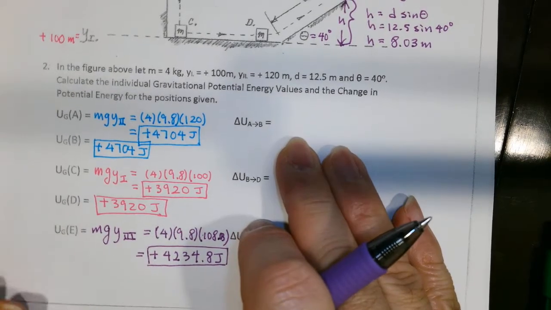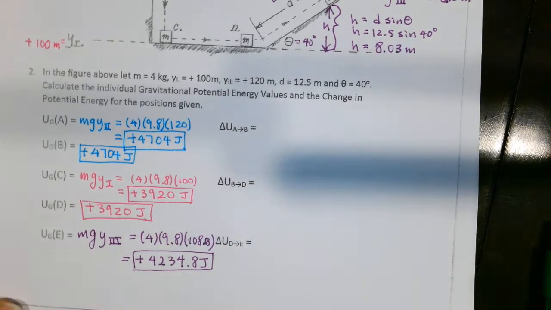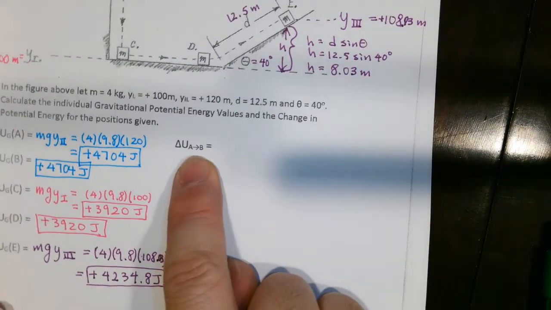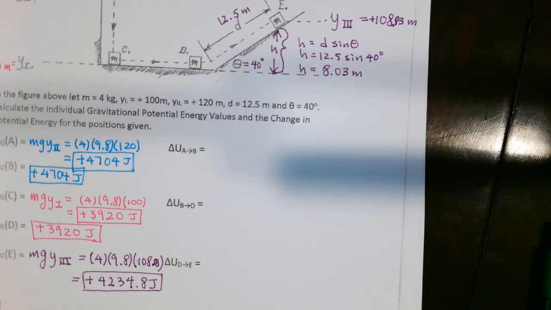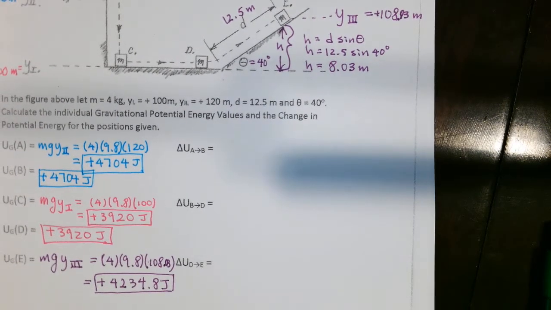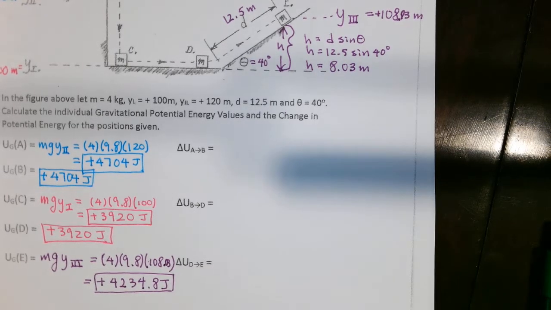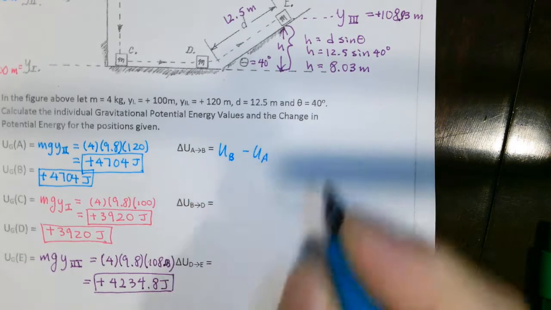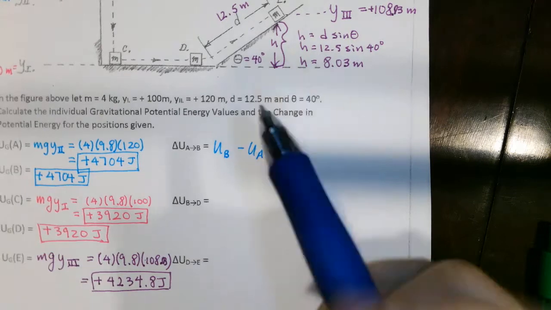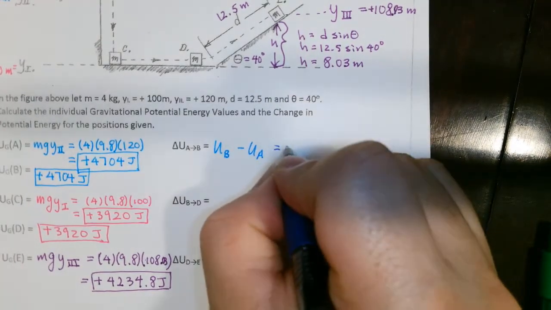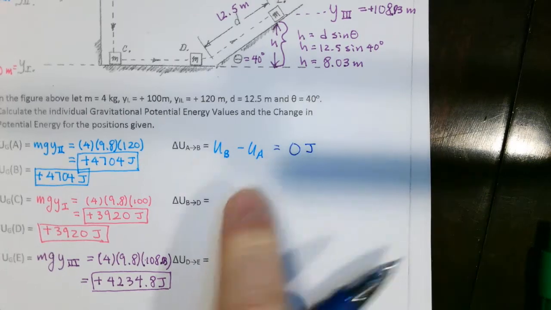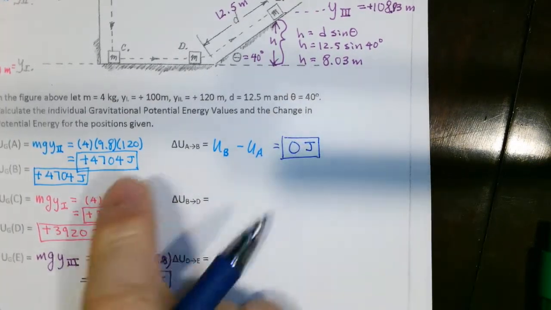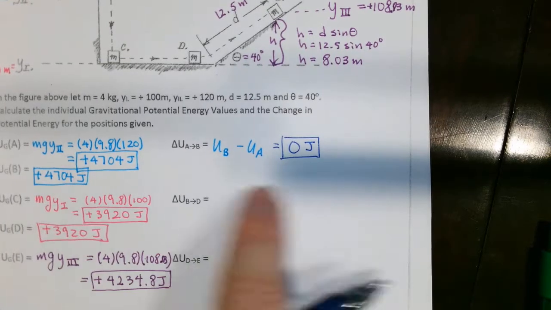Then now let's answer these questions. Okay. So here we go. So here I have UA to UB. So that is UB minus UA, right? So that's easy, right? So UB minus UA, and that is simply 0, right? Because it's 4704 minus 4704, right? That's easy.